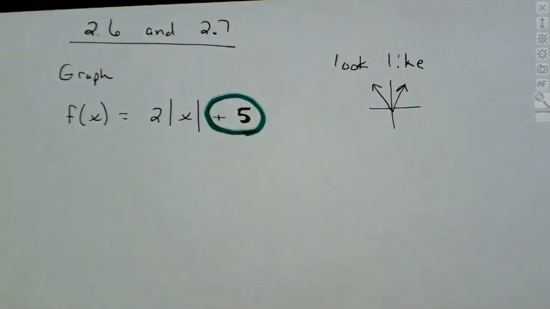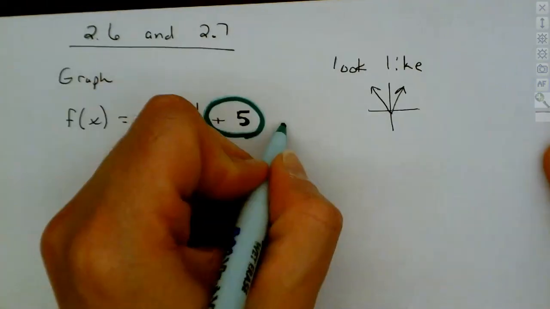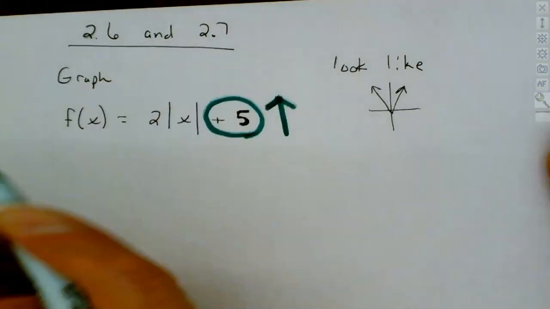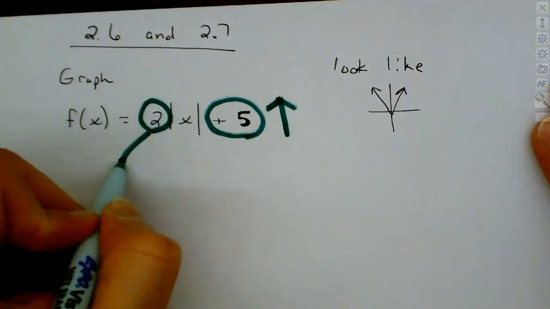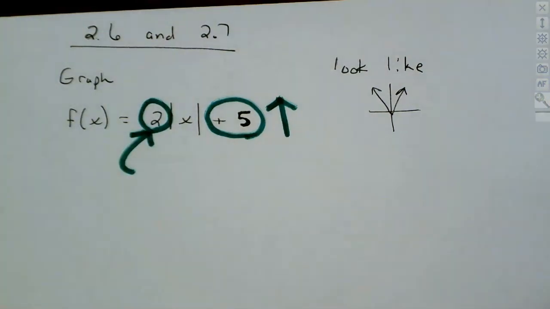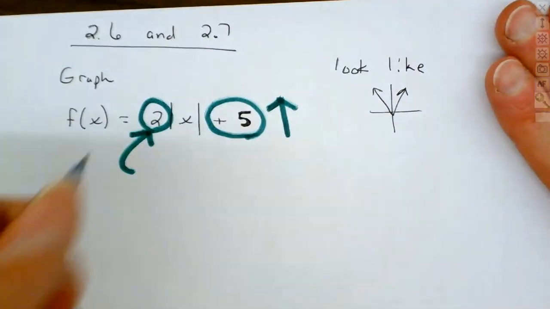Now, this 5 is on the end. That is like your y-intercept. It's a positive 5, so it makes it move up 5 units. And this 2, well, it's not your slope, but it's similar to the slope, because slope only applies to lines.